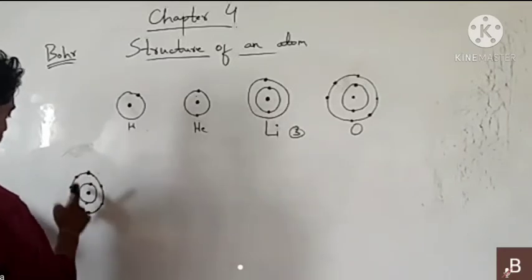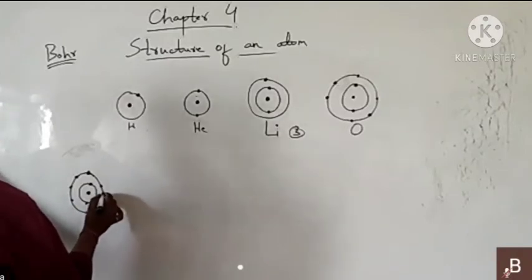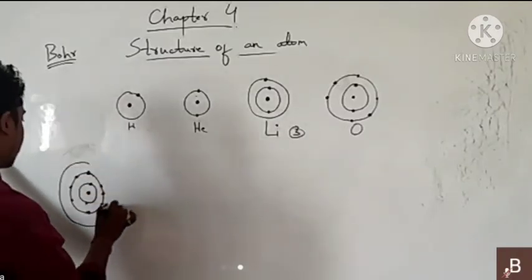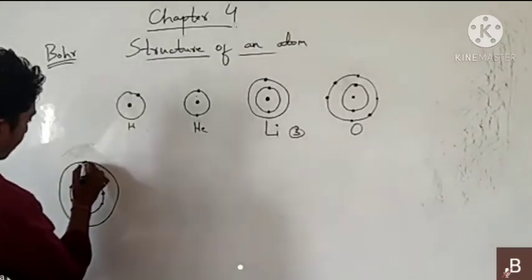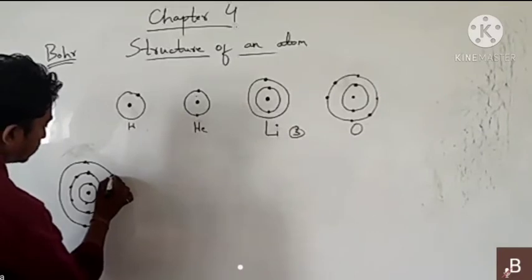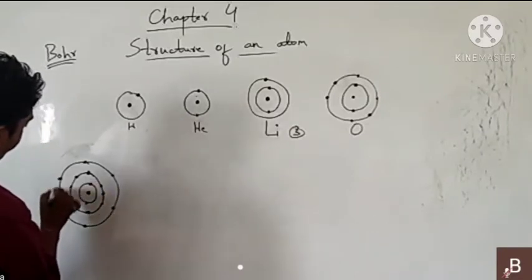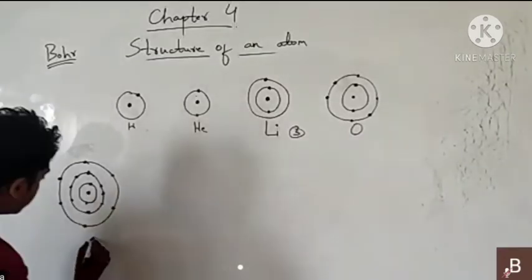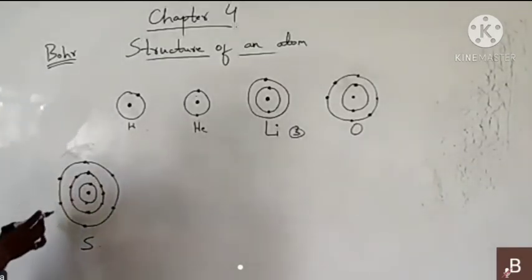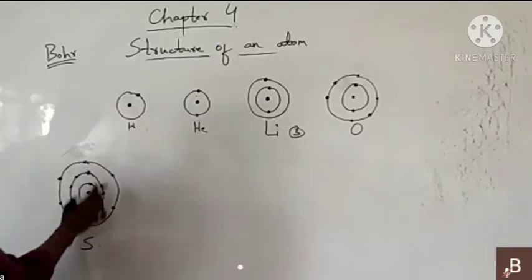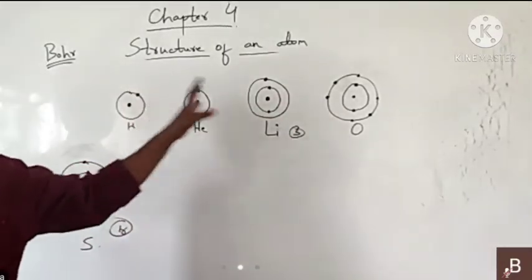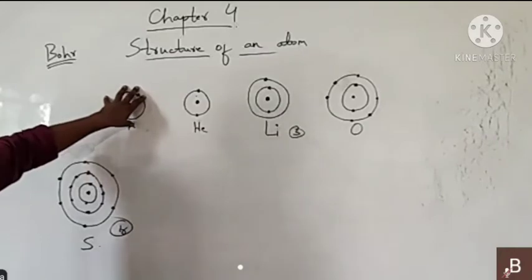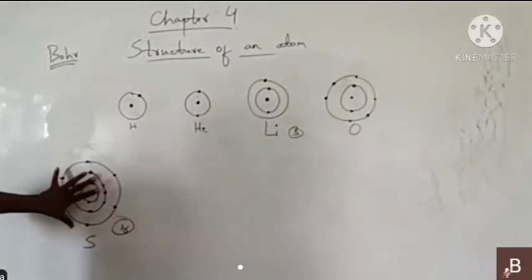1, 2, 3, 4, 5, 6, 7, 8. Then we have to take another cell, that is the M cell. Okay, then we have to put 1, 2, 3, 4, 5, 6 electrons. So the number of electrons in sulphur is 2, 8, 6. Okay, so in this manner we have to arrange the electrons, first in the K cell, then the L cell, then the M cell and so on.